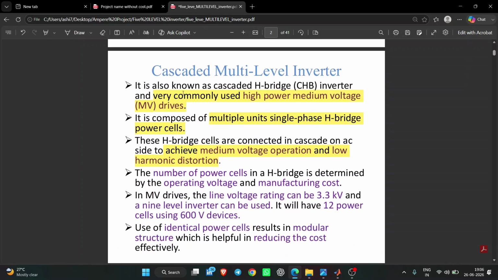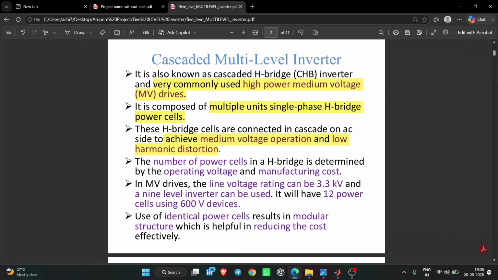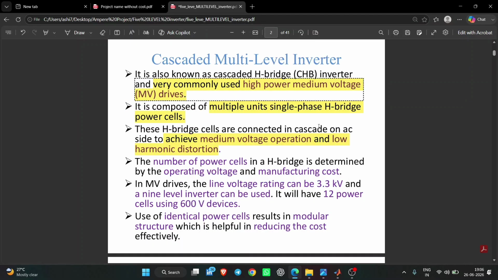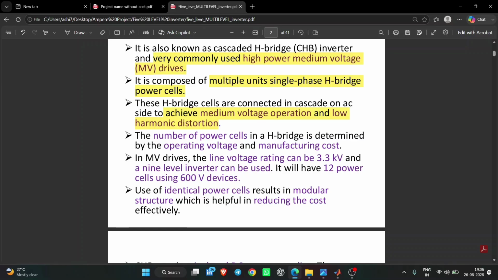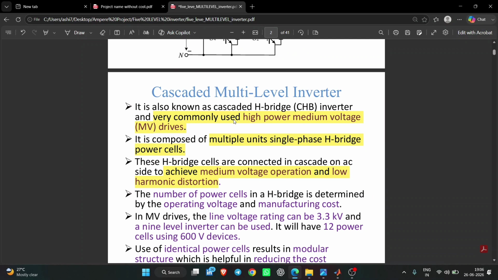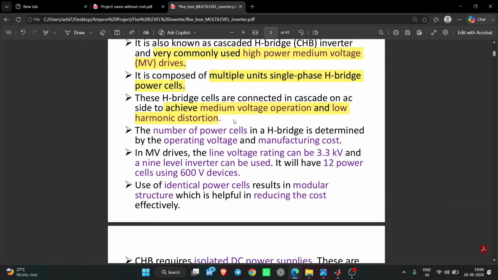So the cascaded multi-level inverter is basically used when there is a requirement of high power and medium voltage range. It uses multiple units of a single phase H bridge. This is an H bridge. These units are connected in a cascaded manner, so you will get a multi-level output.